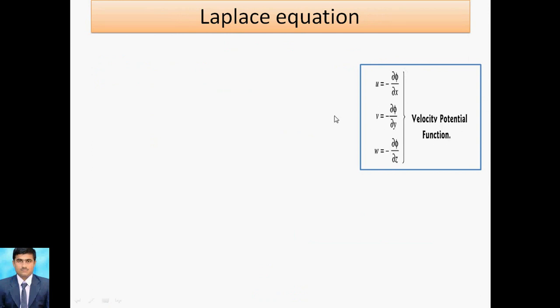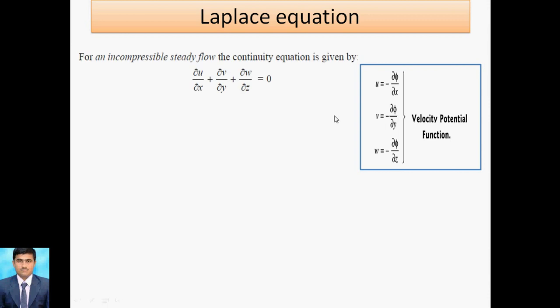As we already discussed, the continuity equation in Cartesian format is ∂u/∂x + ∂v/∂y + ∂w/∂z = 0. This equation is useful for steady flow as well as three-dimensional flow, and it is suitable for incompressible flow. Now, instead of u, v, w, I can write these values, and after solving we get the Laplace equation. So here I write down u, v, w in terms of the potential, with ∂/∂x as it is.